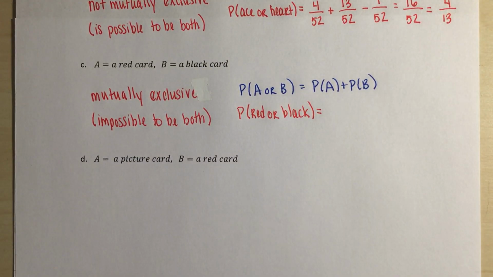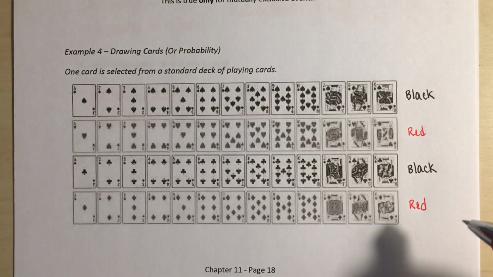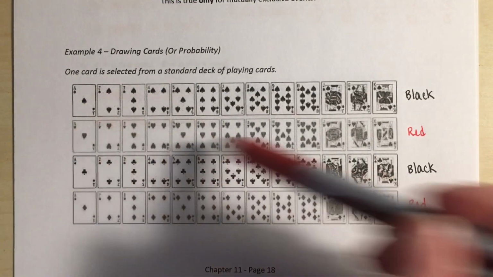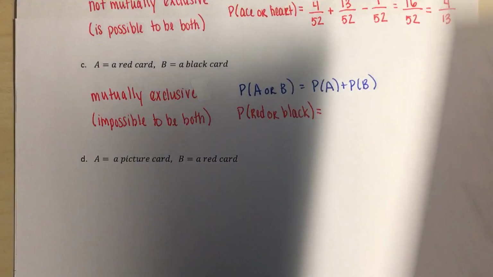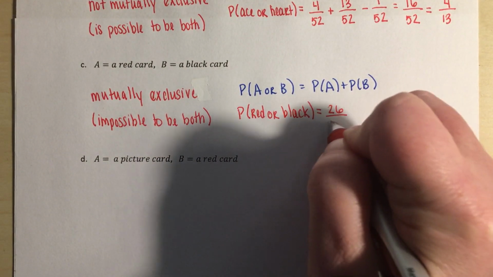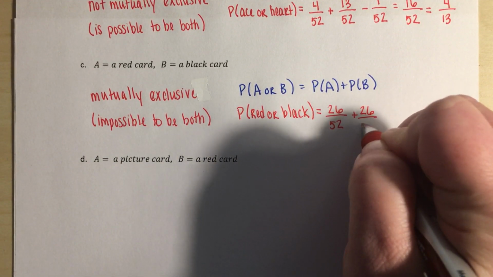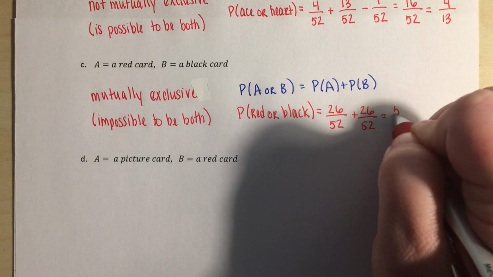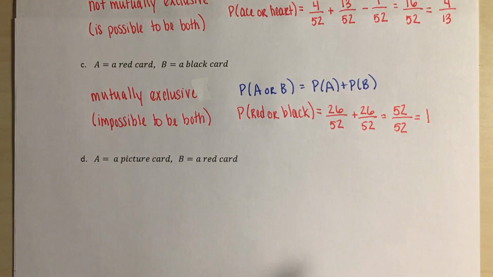Well, our probability of drawing a red card, if we go back and look at this, again, we're either in a red row or a black row, or not both. Red, we have 2 rows of 13, which gives us 26. Same thing is going to be true for the black. So we're going to have 26 out of 52 plus 26 out of 52. That is going to give us 52 out of 52, which gives us a probability of 1.